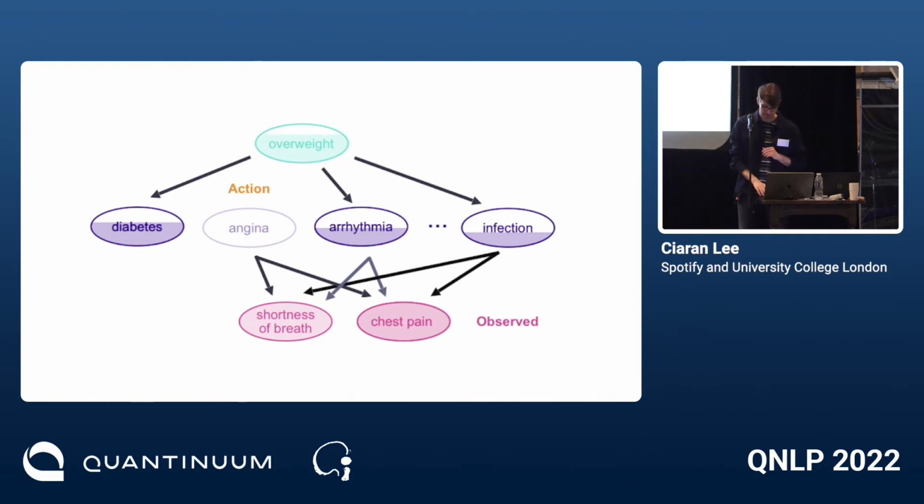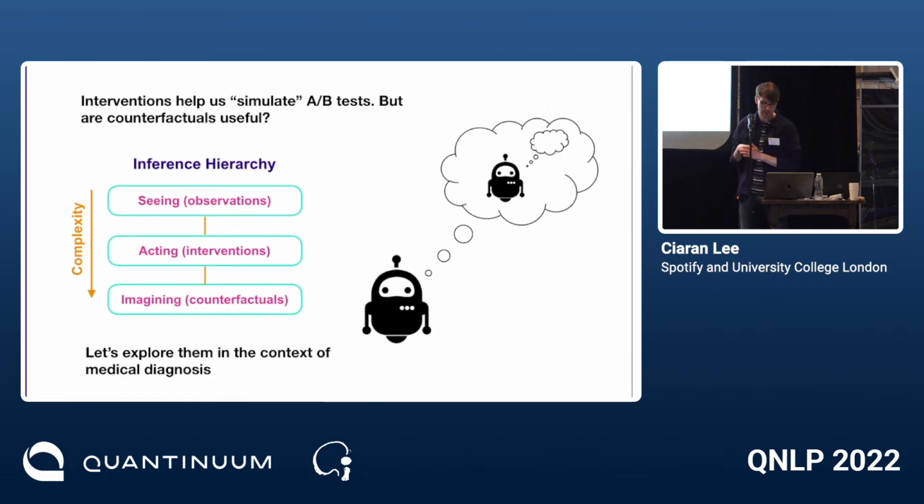So that's the kind of process of how one can compute these counterfactuals. I've said that we have this nice 3-layer hierarchy, and at the middle layer, these interventions simulate randomized control trials. I said at the start that randomized control trials are the gold standard for doing causal inference. They're what we should try and figure out. But I've never said anything about counterfactuals being useful.